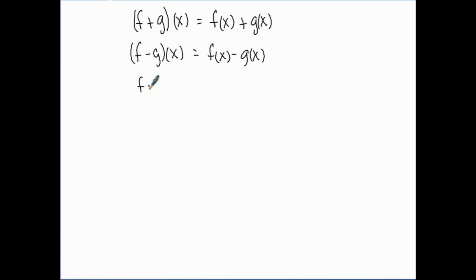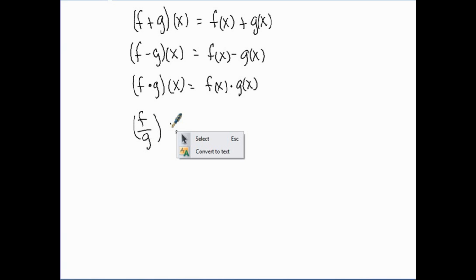Another one is f times g of x. That's just going to be multiplication. F of x times g of x. And the last one you could have is f divided by g of x. And that's just going to say f of x over g of x.